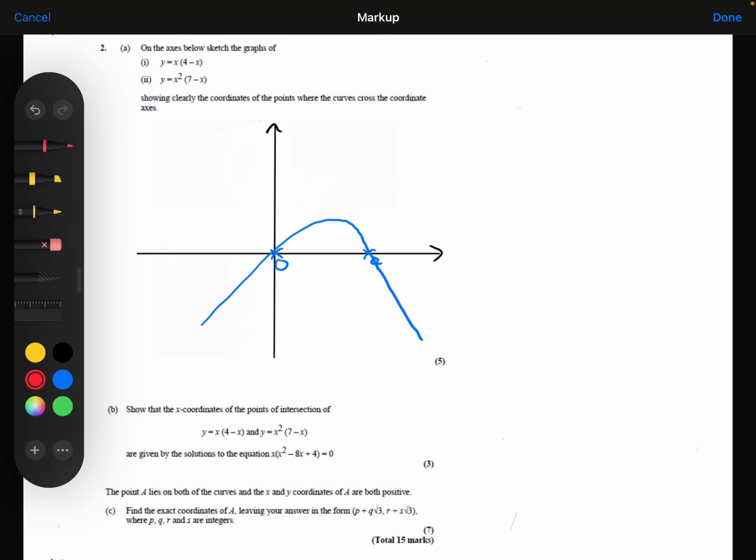Right, let's now draw the x squared times 7 minus x. So we've got a repeated root at x equals 0. I know it's a repeated root because of the squared there. And then we have another root at 7 because of the 7 minus x. If I were to expand this out, I would have 7x squared minus x cubed. So the fact that it's a minus x cubed is telling me it's going to be this shape rather than this shape.